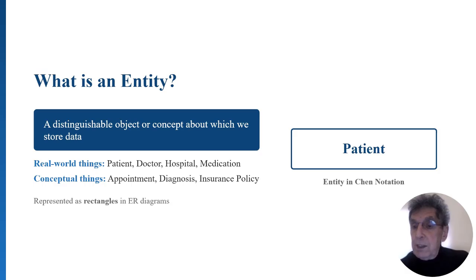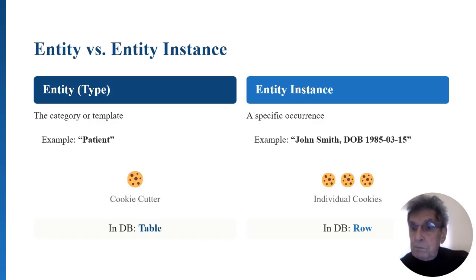In ER diagrams, entities are represented as rectangles. Simply as that, you draw a rectangle and label it with the entity name. On the screen, you can see a simple rectangle labeled patient. That's an entity. Every patient in the health center serves as an instance of this patient entity. Entities become tables in your database. The patient entity becomes the patients table. This distinction is important. Entity versus entity instance.